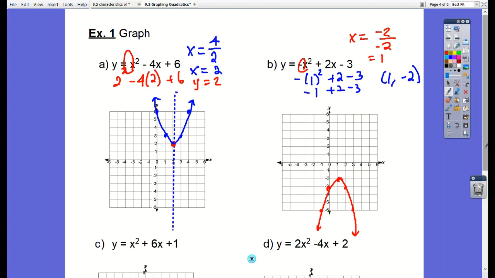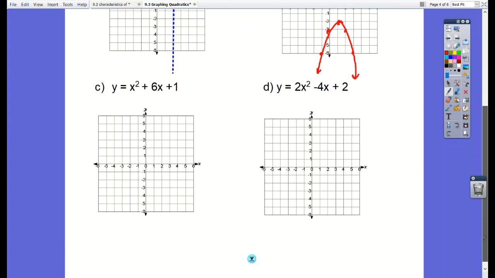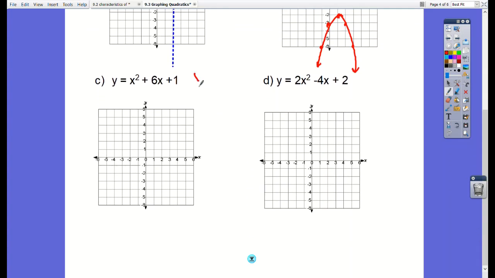All right, so let's keep going with these. Somebody fill in our axis of symmetry for part C. Yeah? -6 over 2 is -3. Okay. So then we plug this in. So -3 squared minus 18 plus 1. So it looks like we're going to get a -3, comma, is that a -8?